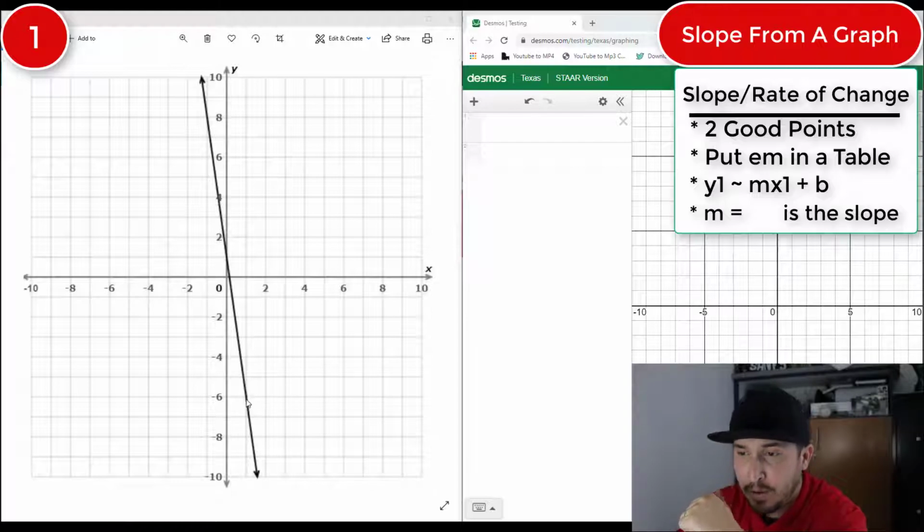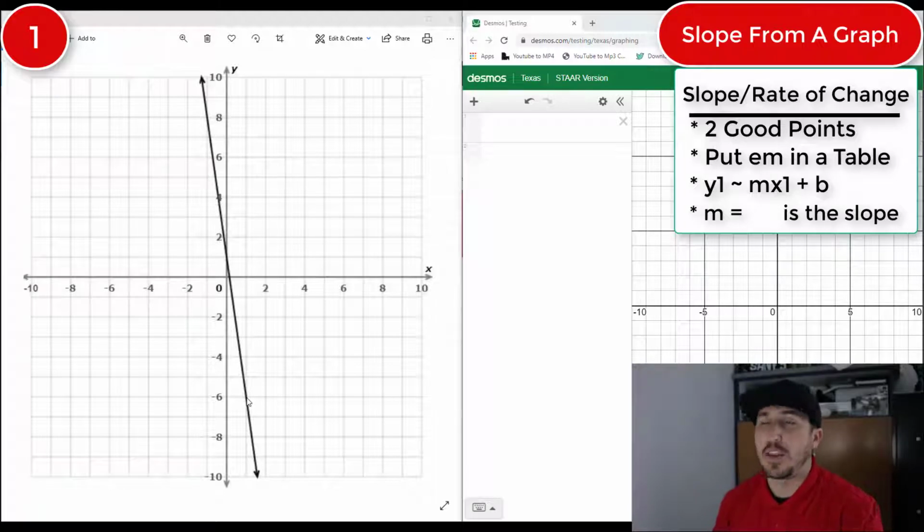What is 1 good point? Well, it's right here. We're going to go ahead and write these down. This good point is, what is it? Is it 1, -6? Or is it -6, 1? You have to know that.